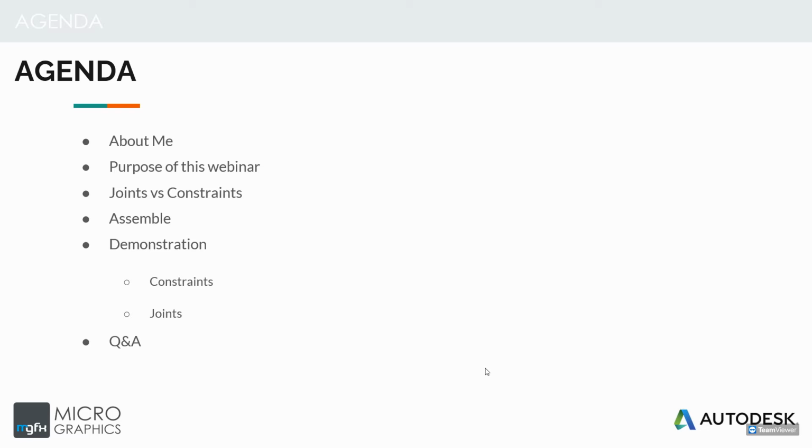Okay, let's just discuss our agenda for today. First, we're going to chat a little bit about me, who I am, what I do, and talk a little bit about Micrographics. We're going to discuss the purpose of this webinar and why I decided to do it. Then we're going to get into the technical bits of joints versus constraints. We're going to talk about the assemble function. Then we're going to do a live demo of constraints and joints.